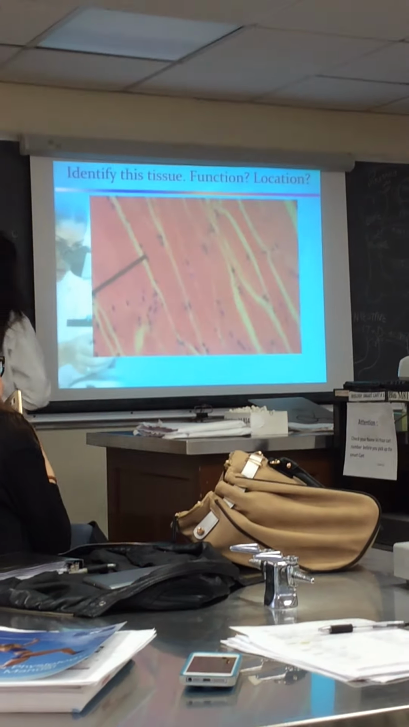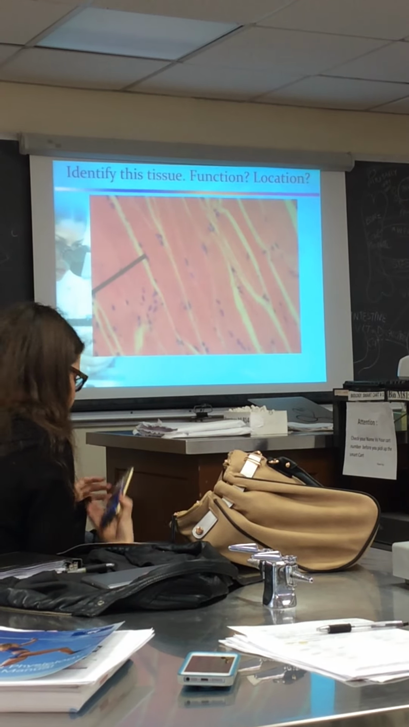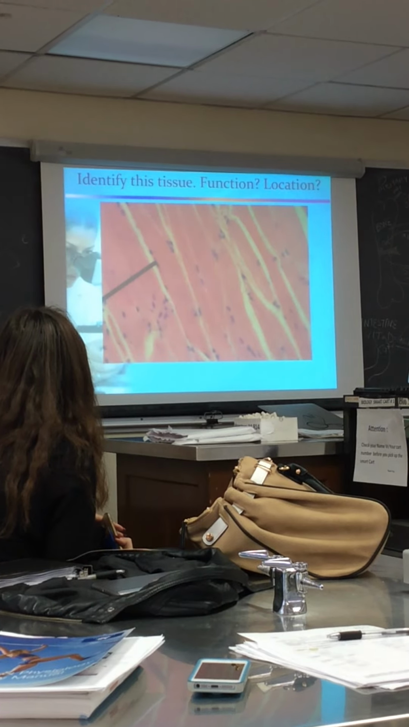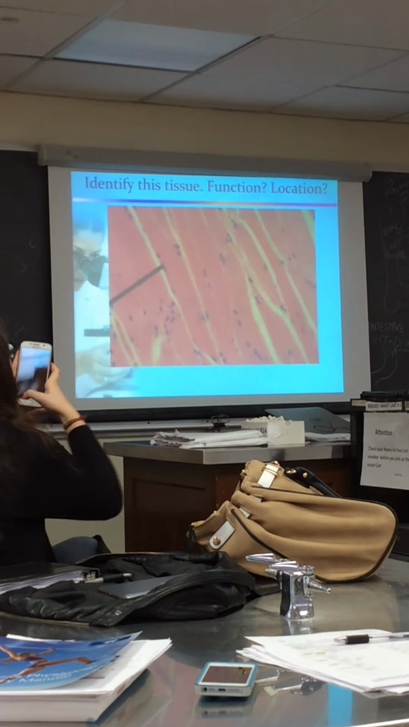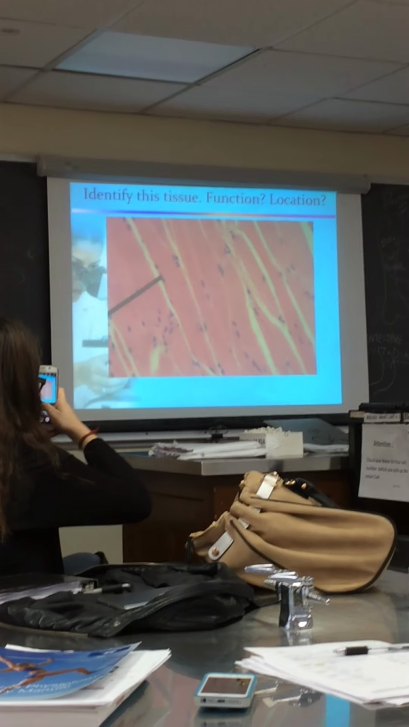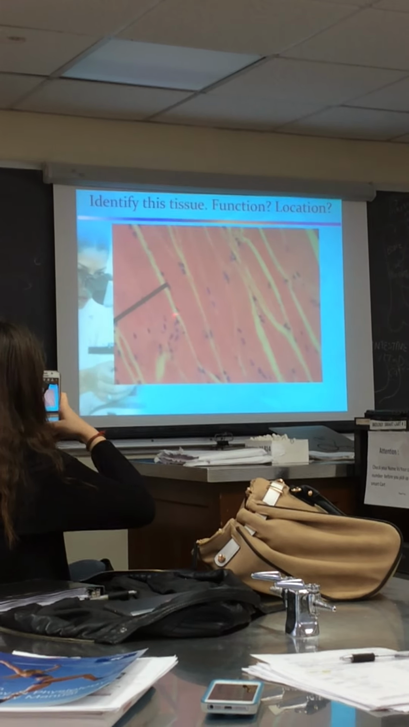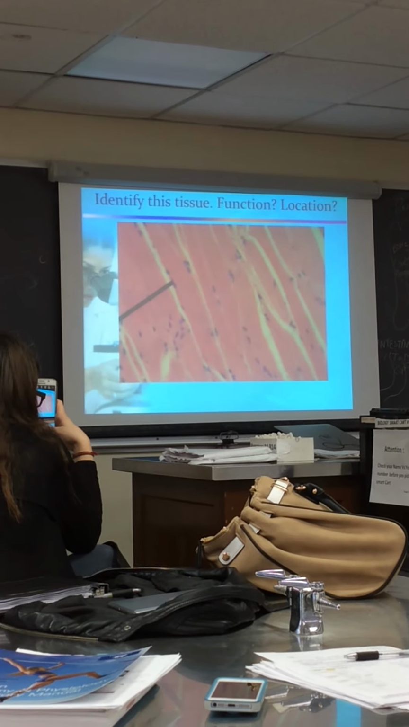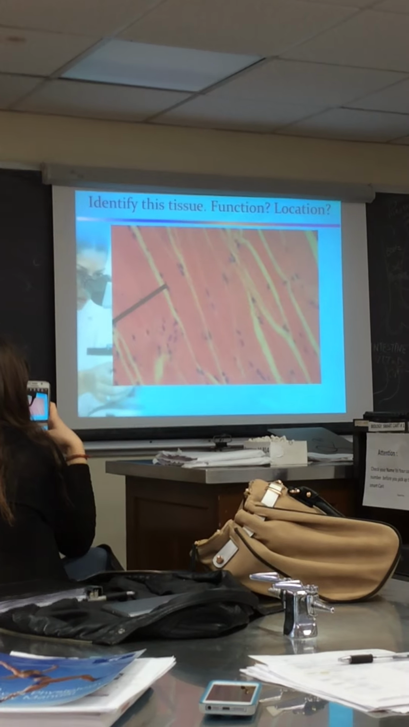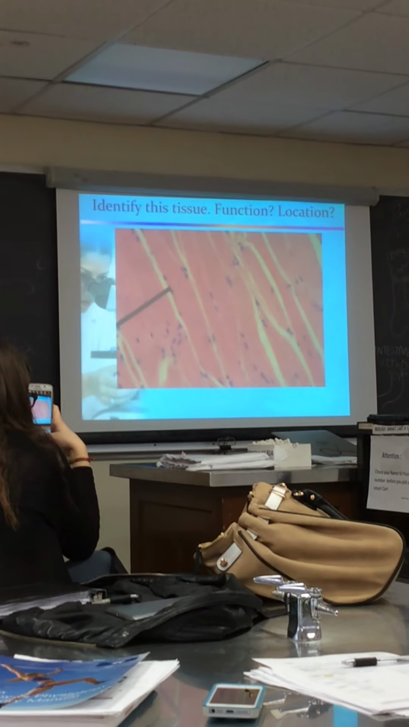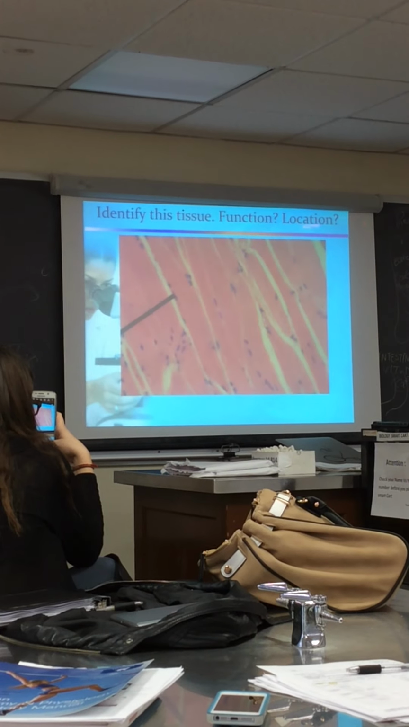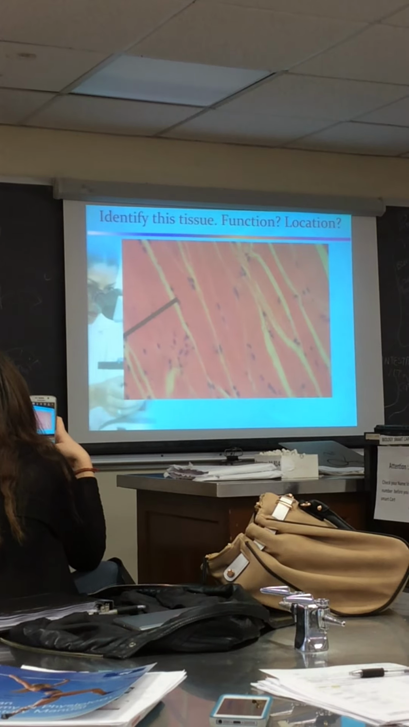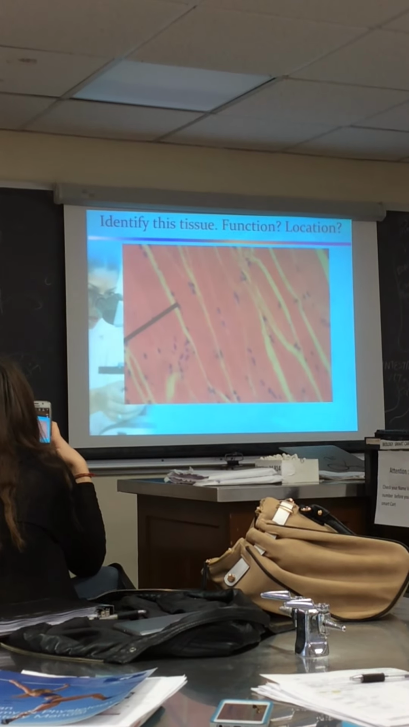Let's move on to muscle tissues. So what type of tissue are we looking at, and how can you tell? The nuclei are aligned on one side of the fiber. We call this a skeletal muscle fiber. Is this tissue striated, yes or no? Yes. Voluntary, yes or no? Yes. Location? Biceps, triceps, any muscle connected to a bone that you can move voluntarily, it's skeletal.